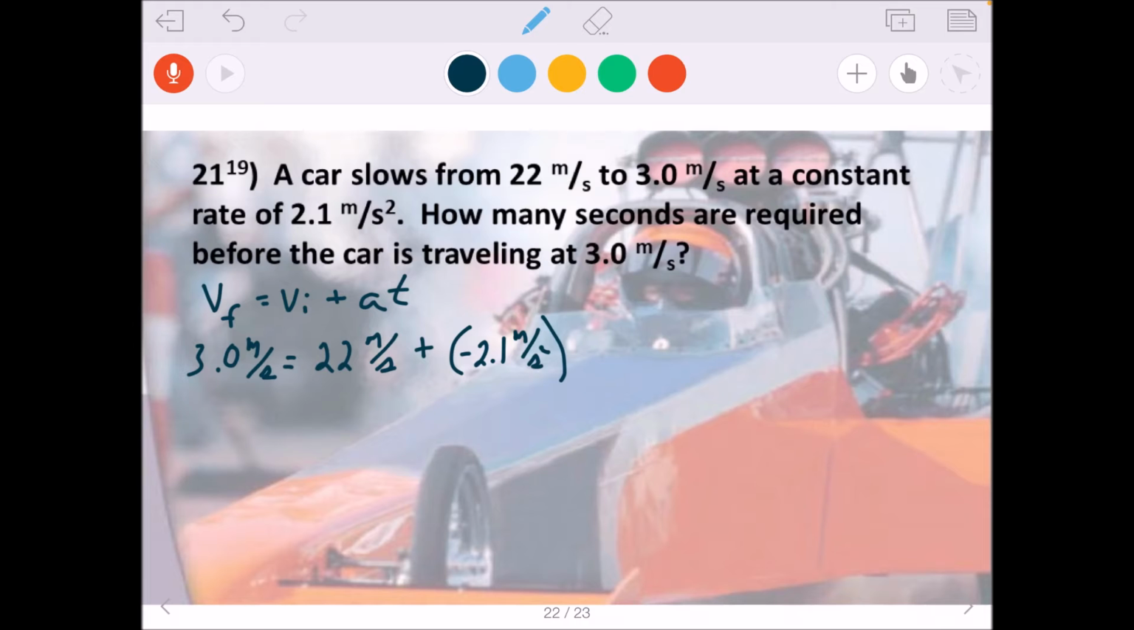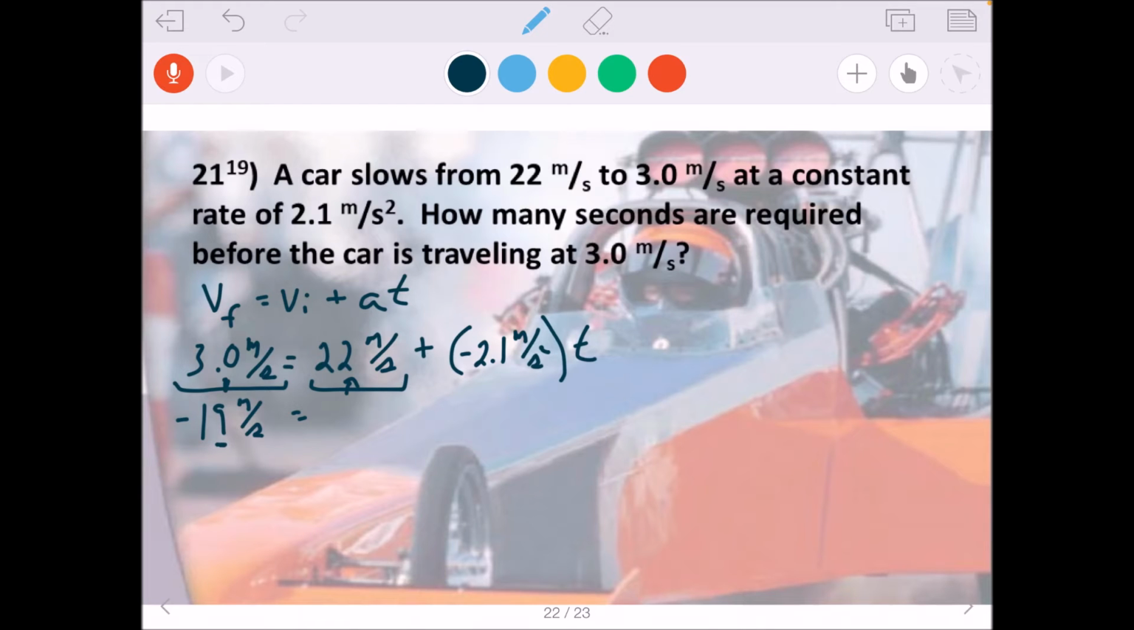It is negative because it is slowing down, which means it's going in the opposite direction as what I've defined as positive. And we are looking for the time. So if I subtract 22 meters per second from both sides, it gives me negative 19 meters per second. And in this particular case, I was doing subtraction. I subtracted this from this, so I got to follow the subtraction rules. This one is exact out to the units, whereas this one's out to the tenths, so I need to be exact out to the units.